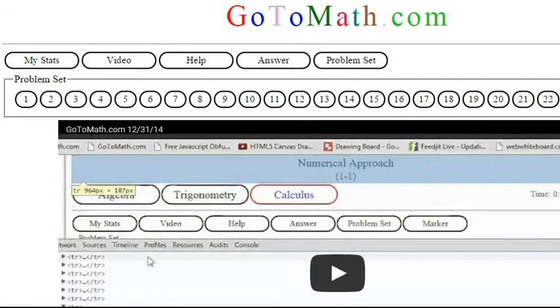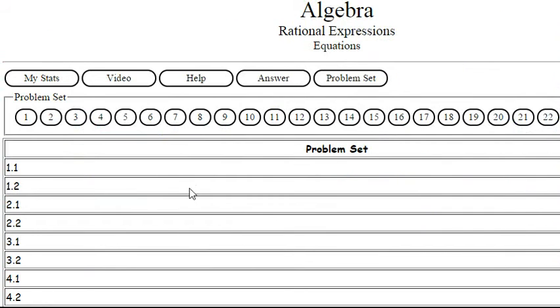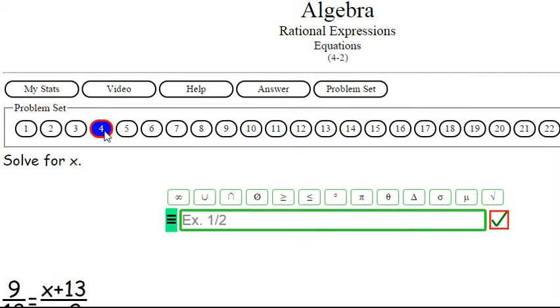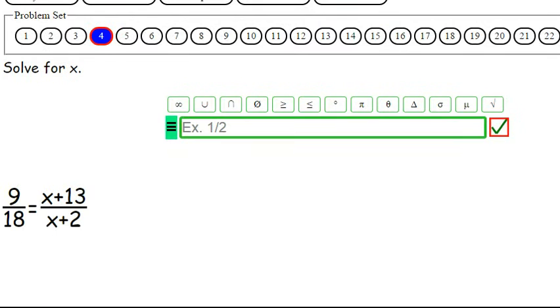Okay, we're over here at GoToMath.com. Click on the algebra. Let's go down to equations. And we're going to be looking at 4.2.